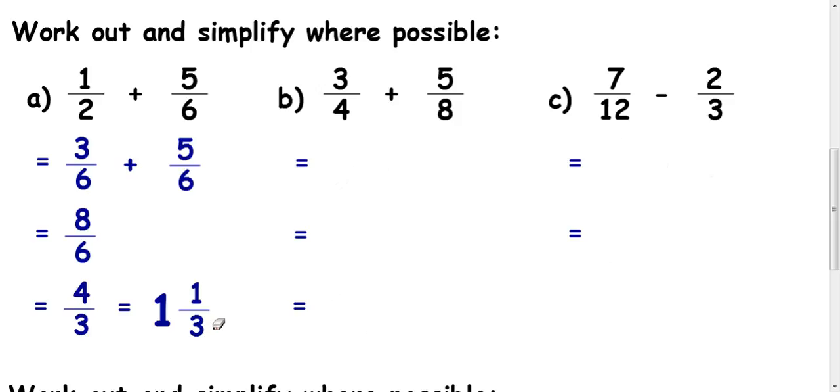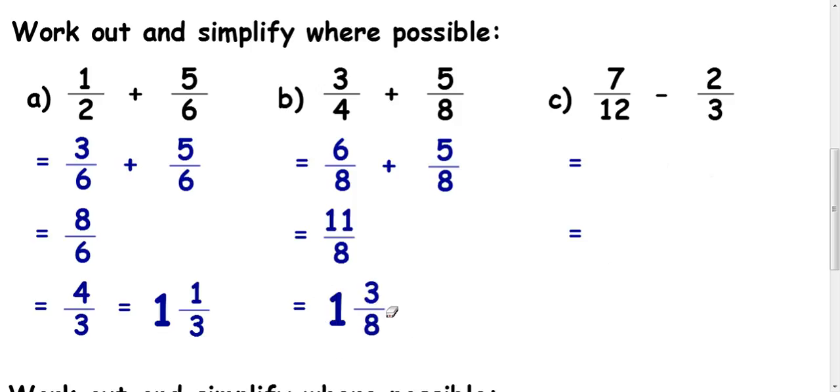Okay, now again, looking at the 4 and 8, you could go for 32, but again, there's no need here. They both divide into 8, so I'm going to keep the 5 over 8 as it is, and I'm going to change the quarters into eighths. So I'll double up on that, times by 2, so I need to do the same to the top. This becomes 6. If I add them together, I get 11 eighths, and again, change it into a mixed number. 8 goes into 11 one time, with a remainder of 3, so 3 eighths left over.